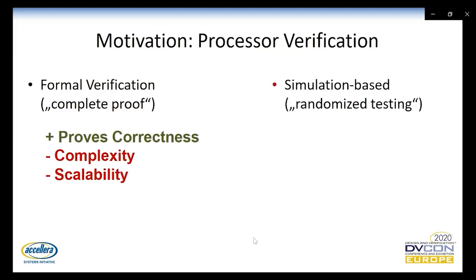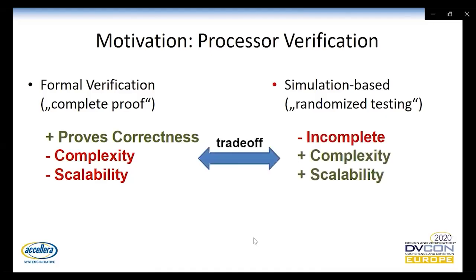Therefore, simulation-based methods are still very important. In contrast to formal methods, they essentially rely on randomized testing. That means they basically try to guess good inputs and track coverage information to measure the verification progress. Therefore, simulation-based methods are inherently incomplete, as they only consider parts of the input space. However, at the same time, they are not susceptible to scalability issues and are rather easy to set up and use. Thus, we have a trade-off between formal methods and simulation-based methods.